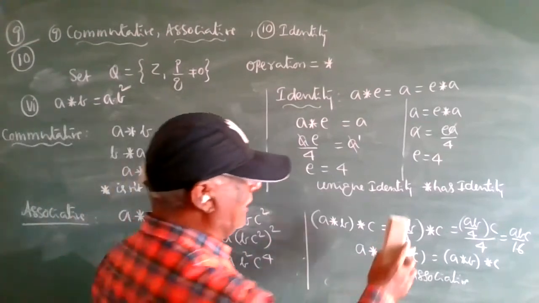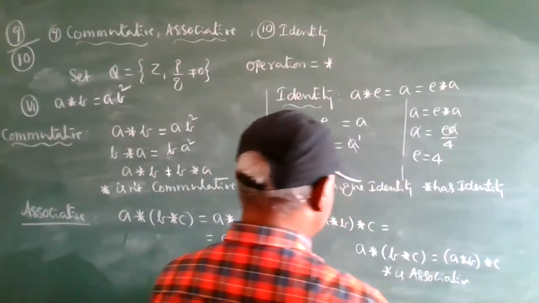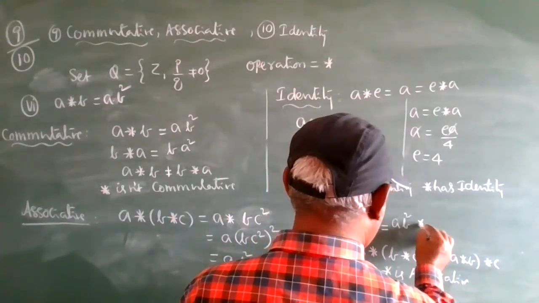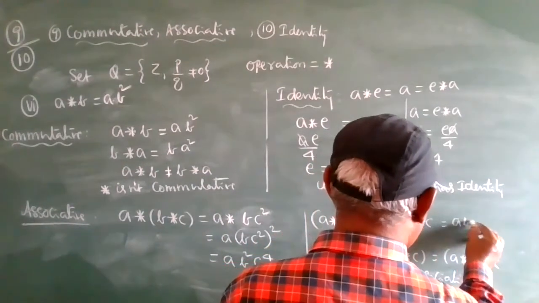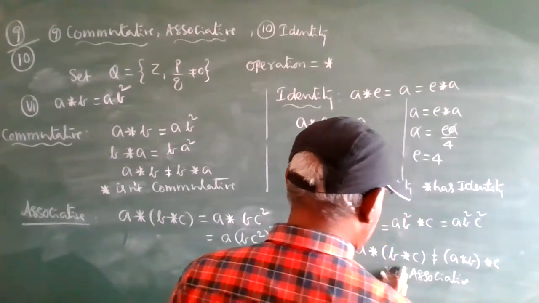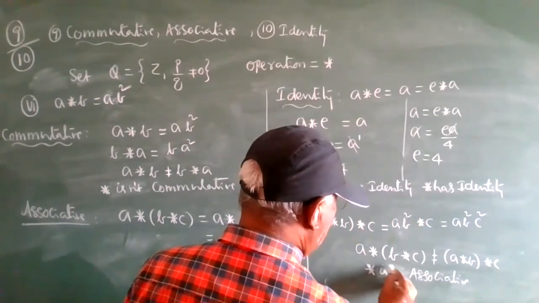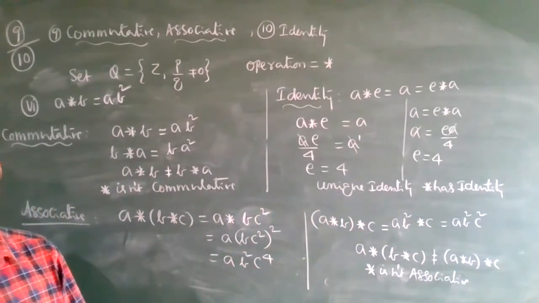Everyone come here, check. A, B square, star C. First one is the same, second one is the square. Not equal. Star is not associative.